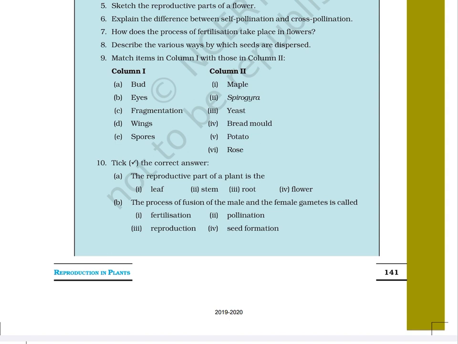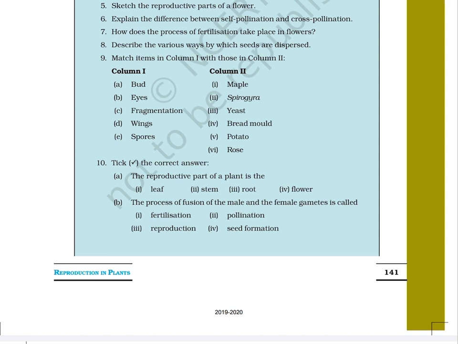10. Tick the correct answer. A. The reproductive part of a plant is the 1. Leaf. 2. Stem. 3. Root. 4. Flower. B. The process of fusion of the male and female gametes is called 1. Fertilization. 2. Pollination. 3. Reproduction. 4. Seed formation.